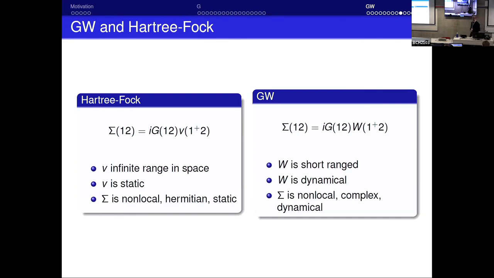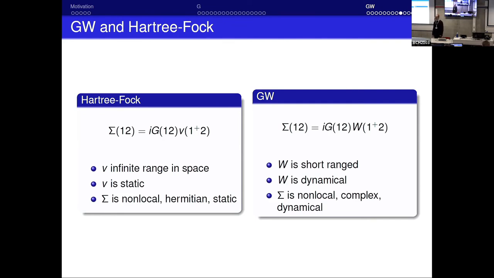And you have seen this on Monday. Why is it not good? Because you are not taking into account the screening, and the screening is very important in solids. It's the physical process that is at the heart of the difference between the bare Coulomb interaction and the screened Coulomb interaction. That's why W is frequency dependent, and that's why the self-energy is frequency dependent. In Hartree-Fock, you have potentials that are still static, they are non-local, but static. In GW, the self-energy becomes frequency dependent.